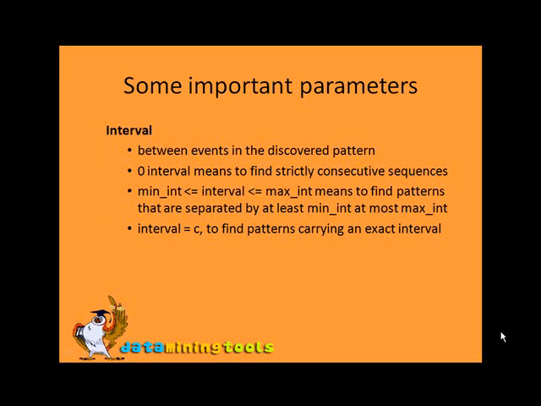Interval between events in the discovered pattern. Interval zero means to find strictly consecutive sequences. Interval between minimum interval and maximum interval means to find patterns that are separated by at least the minimum interval and at most the maximum interval. Interval equal to C means we have to find patterns carrying an exact interval.